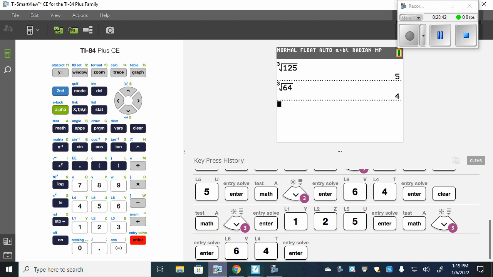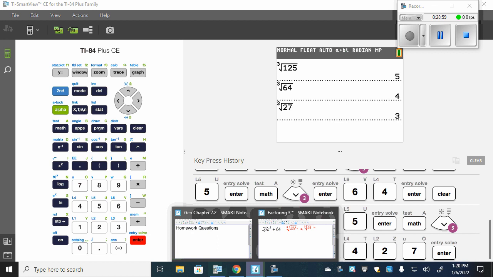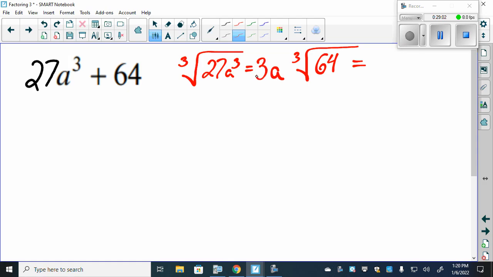Now, we can plug 27 into the calculator. So we can come over here and do math and pull up the cubed root and type in 27 and hit enter, and it'll tell us that the cubed root of 27 is 3. So this here would be 3a. The cubed root of 27a to the third is 3a. Now the cubed root of 64 is 4, because we did find that one already. So this does work, and we do know what both of our terms are.